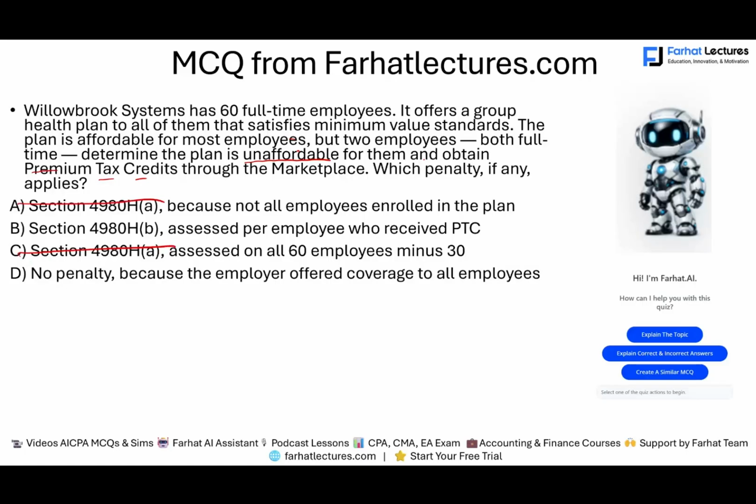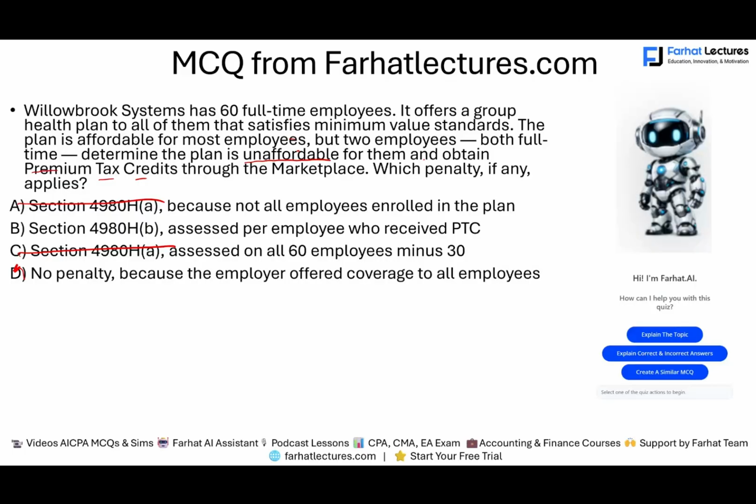So we're left with Section B and C, no penalty because the employer offered coverage to all employees, or Section B, assessed per employee who received PTC. What do we have here? Do we have a penalty or no penalty? And the answer, yes. It's definitely not penalty A because we have some sort of a group health plan that satisfied the minimum value. Is it A, is it B, or is it D? There is a penalty. And the penalty is Section 4980B, assessed per employee who received PTC.